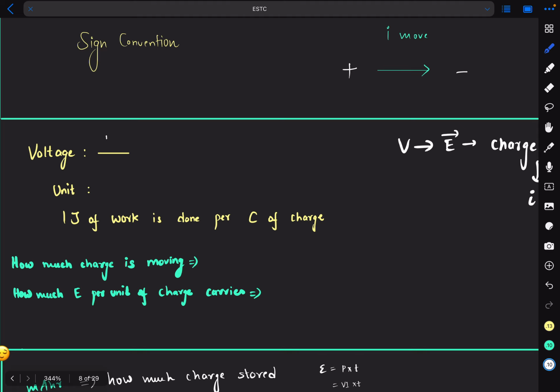Now let's focus on voltage. Voltage is nothing but the work done to move a certain amount of charge, or per unit of charge. 1 joule of work done per coulomb of charge is nothing but voltage, and we call it a potential difference. Potential difference is the main thing because of which current is flowing.